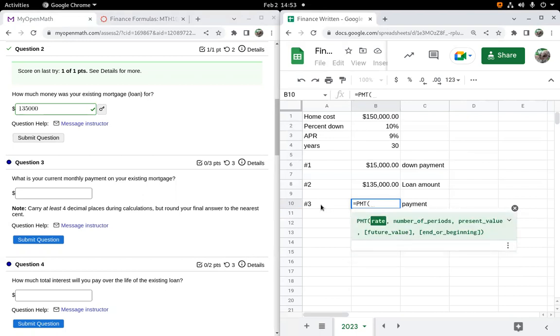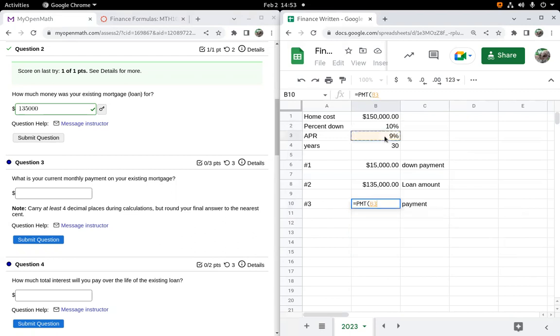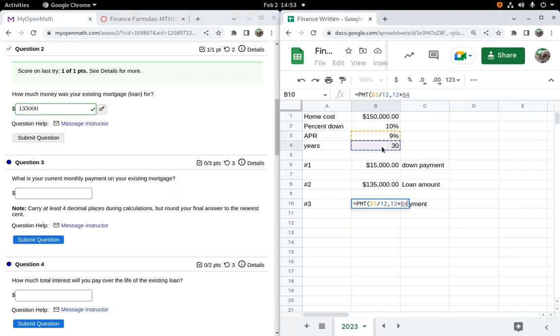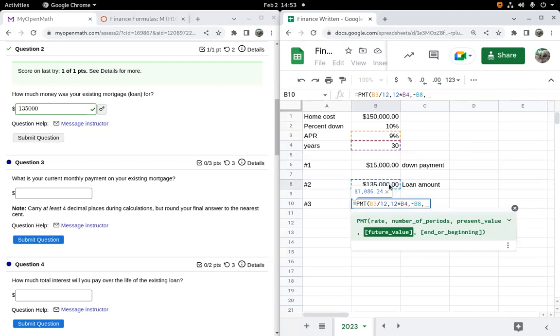The rate has to be the periodic rate. So that's going to be my 9%, and I'm going to divide that by 12 because I'm making monthly payments. The total number of periods, well, there's 12 months in a year for 30 years. Now, I don't already have the 12 for months on the screen, so I'm going to have to type the 12 and then multiply by the 30 up here. What is the present value? For the PMT formula, we always enter the opposite of the loan amount. And then what's the future value? We want to have a future value of 0 in 30 years. That one's optional. It assumes 0 if you don't type it.